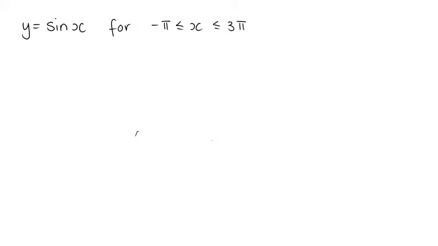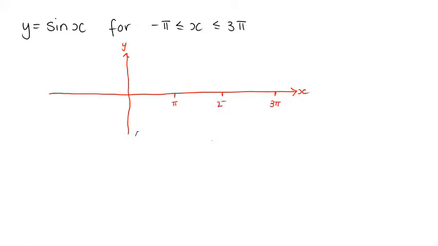Okay, so we're going to draw the graph of y equals sine x for x values between -pi and 3 pi. So we want our y-axis, our x-axis. We want it to go up to 3 pi. Try and split that so you get pi there, 2 pi there, and about there is -pi.